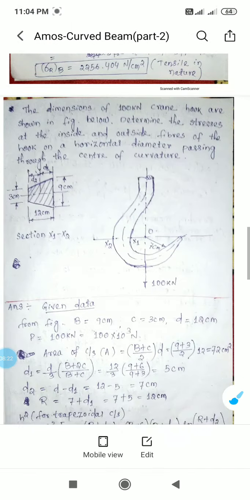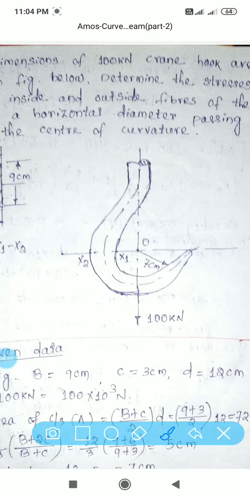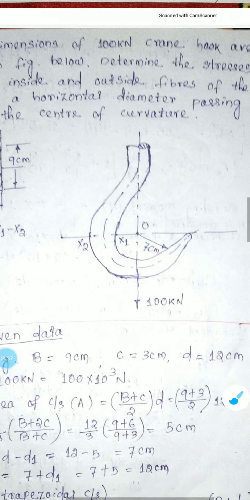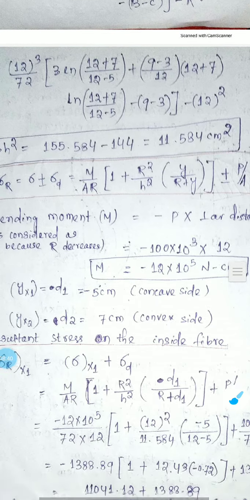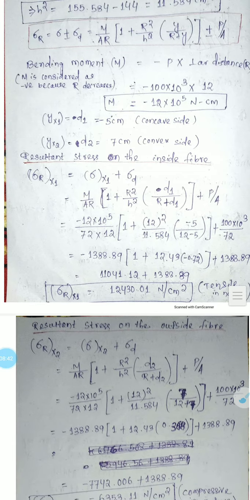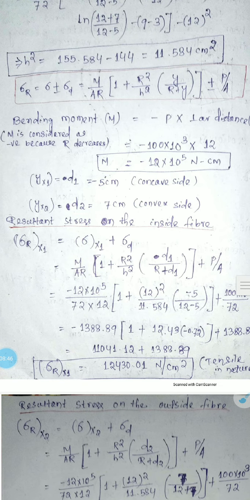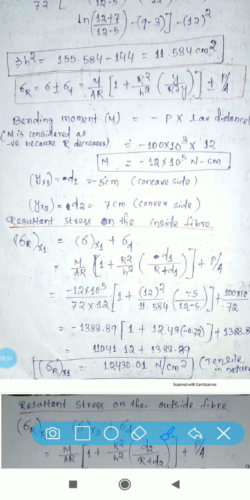Again see the curved beam. This one is your load P, and this one is your perpendicular distance, which is R. R is 12 centimeter. So finally the value is M equals minus 12 into 10 to the power 5 Newton centimeter.